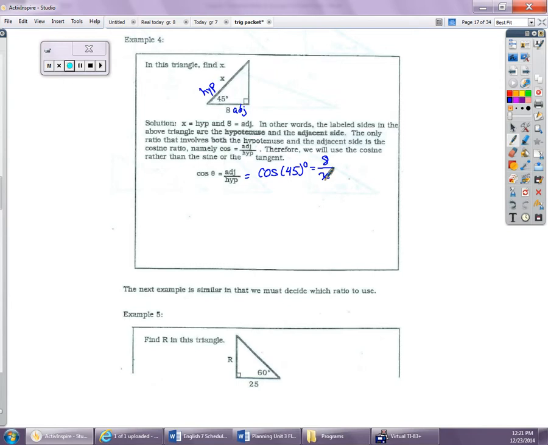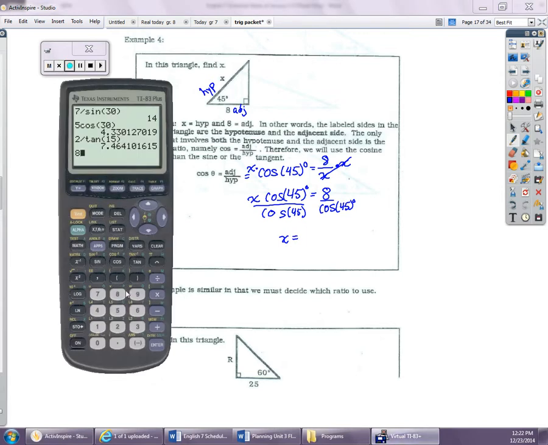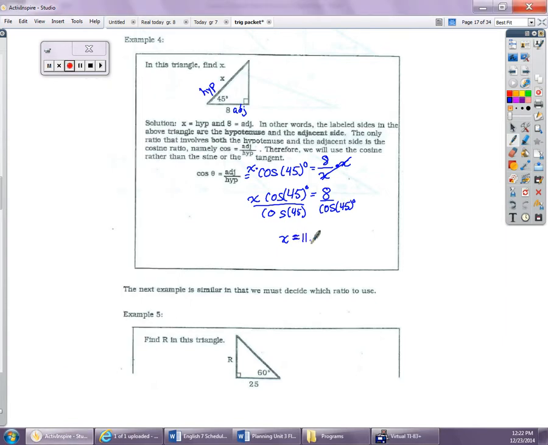To solve this, we need to get rid of the denominator, which is x. So we multiply both sides by x. So x cosine of 45 degrees is equal to 8. Now we divide by the cosine of 45 degrees. So x equals 8 divided by cosine 45. Close the parentheses, so make sure that cosine is inside the parentheses, and we get 11.3. So x is about 11.3.